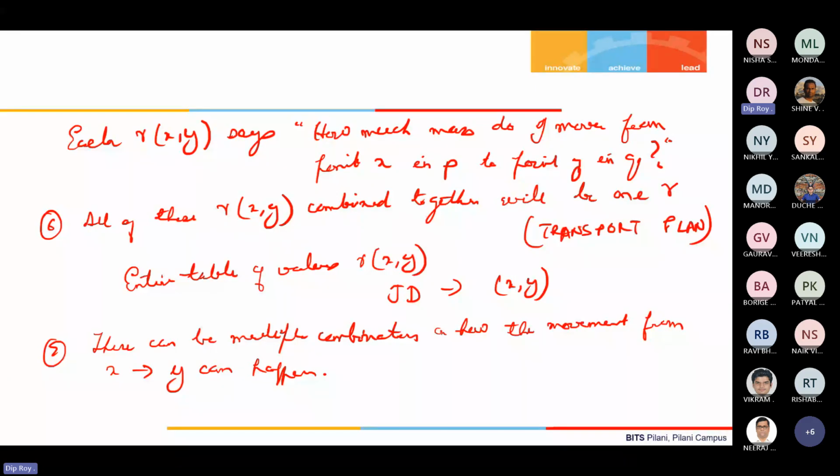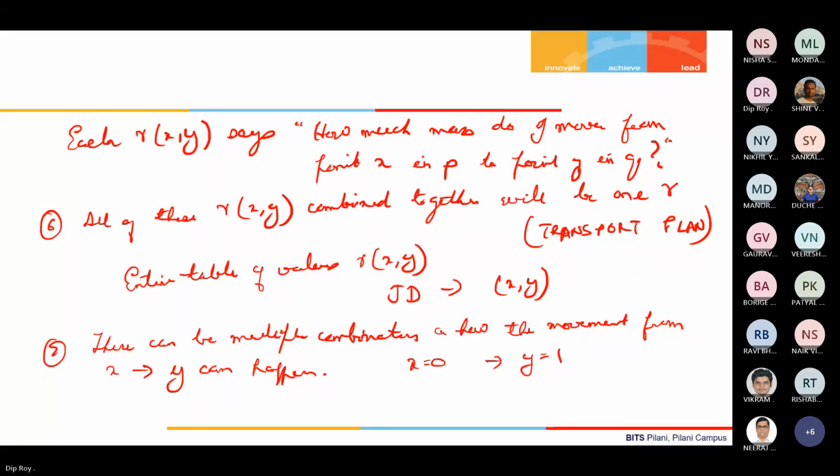From X equal to 0, we can send all the mass to Y equal to 1. Or we can send half of the mass to Y equal to 1 and half the mass to Y equal to 2. So these are actually different plans, that is rho. Every point can be moved in multiple ways.